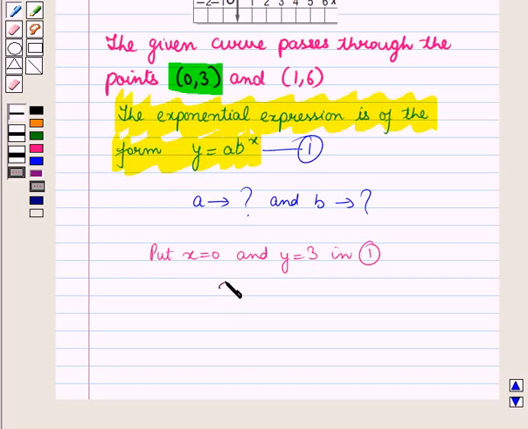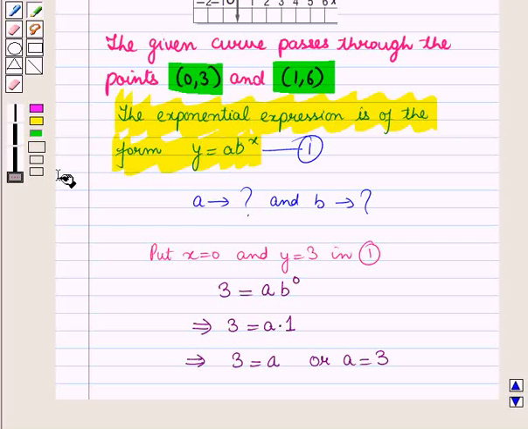So, we have 3 is equal to a into b raised to power 0, which implies 3 is equal to a into, now we know that when exponent is 0, the value is 1, so b raised to power 0 will be 1. So this implies 3 is equal to, now a into 1 is a, or we can write it as a is equal to 3.